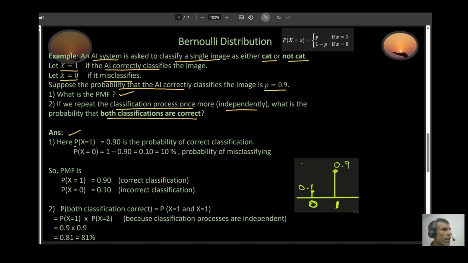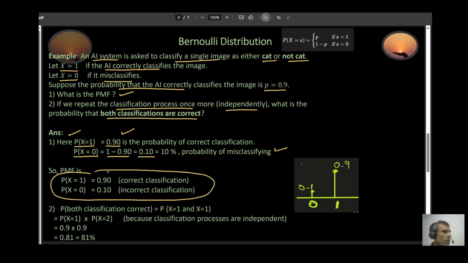I know my probability of x equal to 1, in other words, the probability that your AI classifies the image correctly, is 0.90. That's given to me. So the probability that x equal to 0, that means it misclassifies, is going to be 1 minus 0.9, and the answer comes out to be 0.10. So this is my probability of misclassifying. My PMF is denoted with this expression right here. Now I can represent this pictorially like that. The probability of misclassification, the probability of 0, is equal to 0.1, and the probability of 1, which is the probability of correct classification, is 0.9.